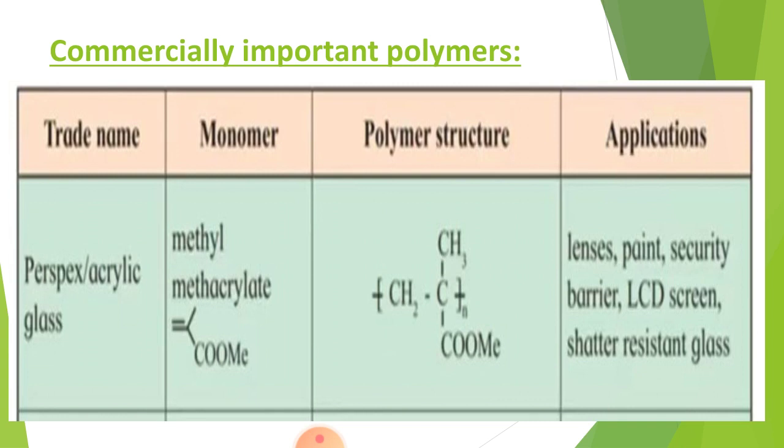So here, students, what is the trade name? Its trade name is Perspex or acrylic glass. What is the monomer? The monomer is methyl methacrylate. What is its polymer structure? CH2 single bond C. These two have open-ended branches, and to the carbon, CH3 and COOMe are attached. This is the polymer structure. What is its application? It is used in lenses, paints, security barriers, LCD screens, shatter resistant glass.